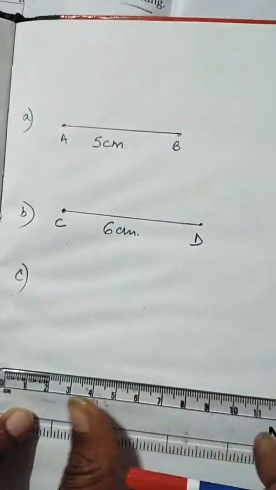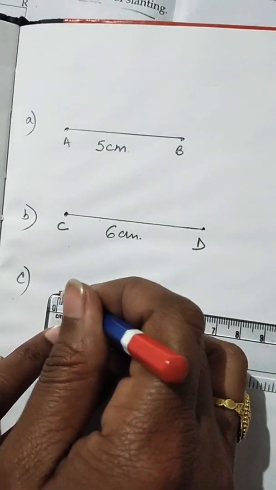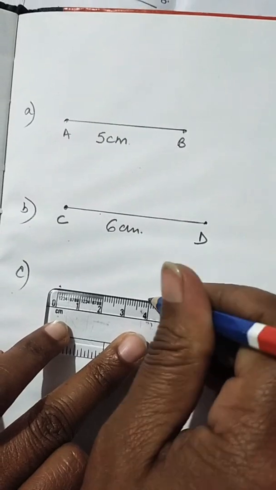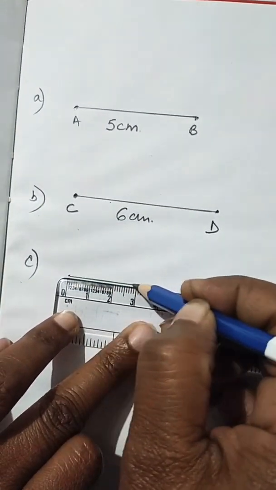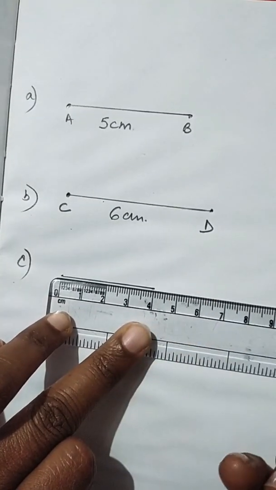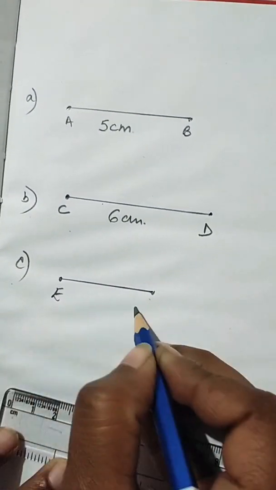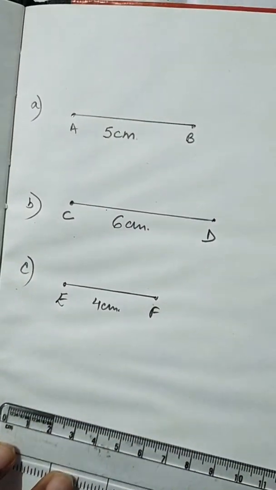After that part C is there, that is line segment 4 centimeter. Here from the 0 we will draw the starting point, and here on the scale you can see 4. We will draw the ending point here. Yes, after that we will join these both. The name of this line segment will be EF, and the length of this line segment is 4 centimeter.